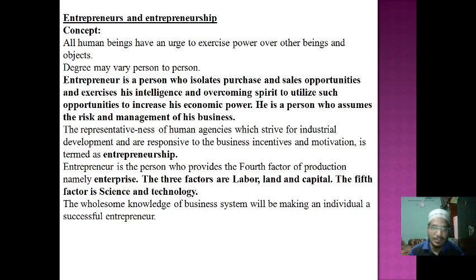What does entrepreneurship mean? Entrepreneurship is nothing but a representativeness of human agency. It is giving human comfort from industrial development, responsive to business incentive and motivation of the team. In entrepreneurship, the organization gives the human agency for developing industries and business, workers' incentive and motivation of the team.